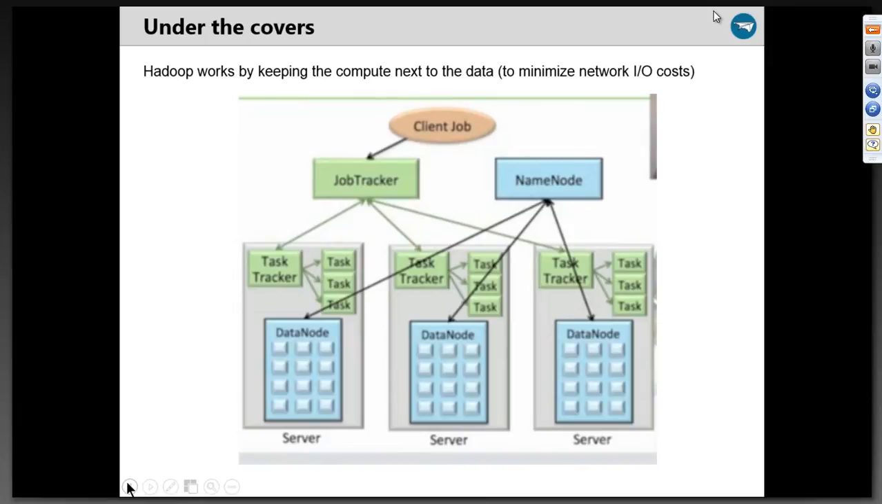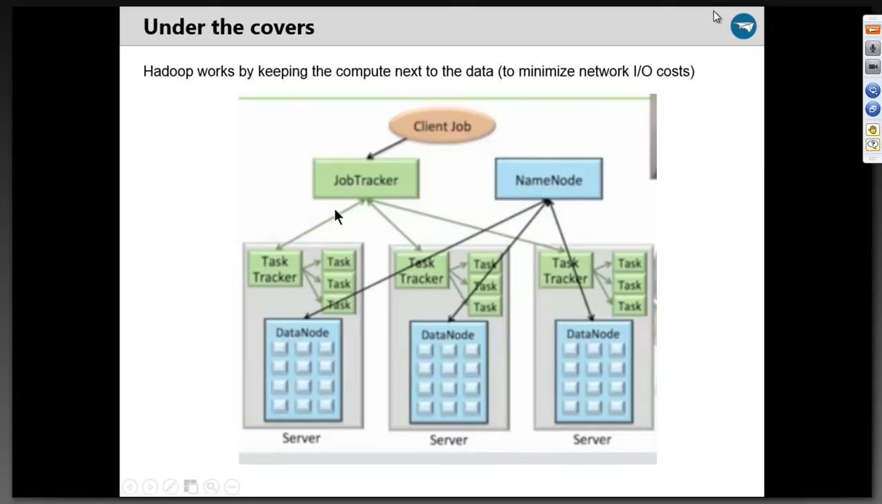So under the covers, Hadoop looks like this. Imagine that we have these three servers, which would be a very simple Hadoop cluster. We have these three servers, and we have these data nodes, one on each server. And these data nodes have some sliced up pieces of data. And the name node right here is a metadata repository for where that data is actually physically stored. And it keeps track of where the data is stored.